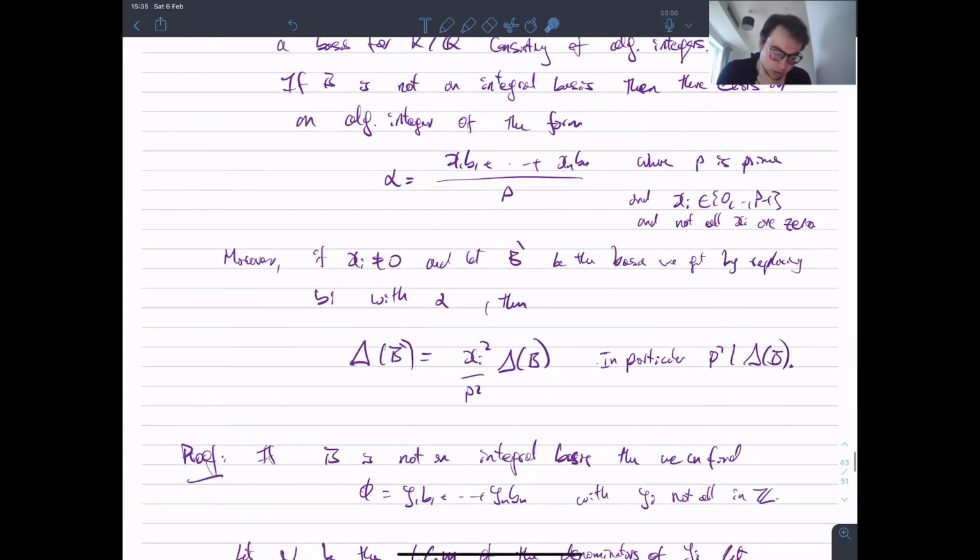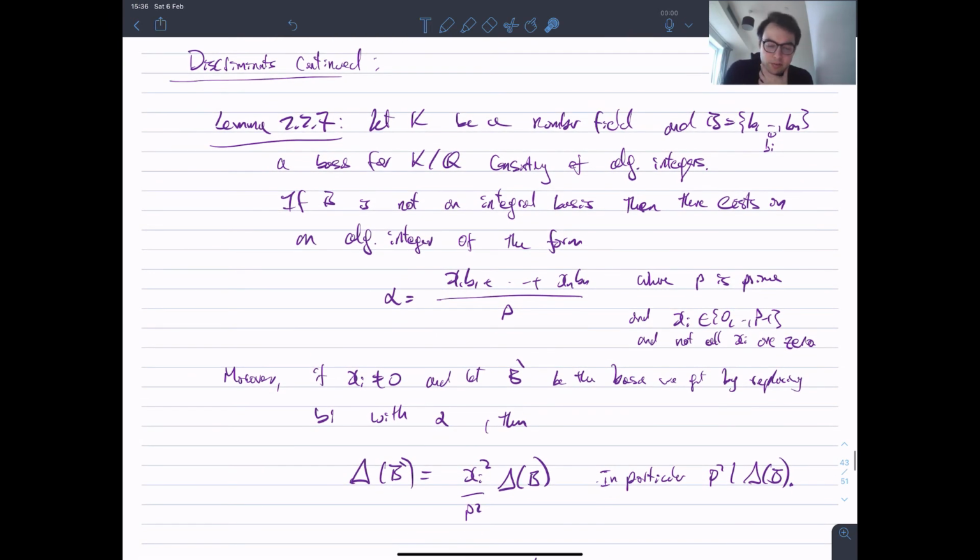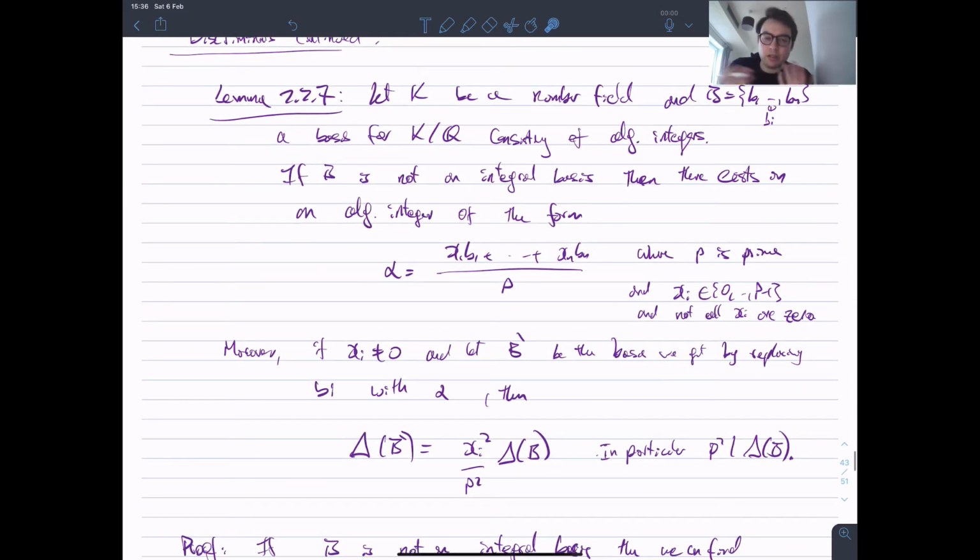It was this lemma 2.2.7. And it said that if you didn't have an integral basis, well, then an element of a certain form had to exist. What we're saying now is that if you have a field constructed by a polynomial which is Eisenstein at P, then these elements can't exist in your field.